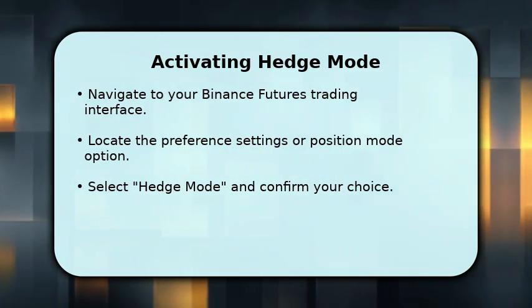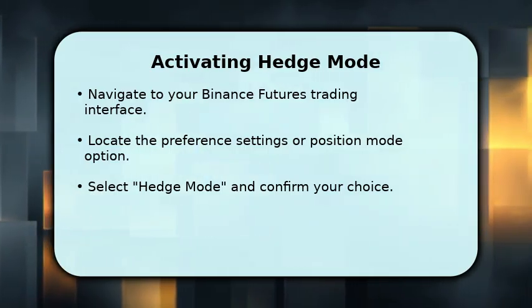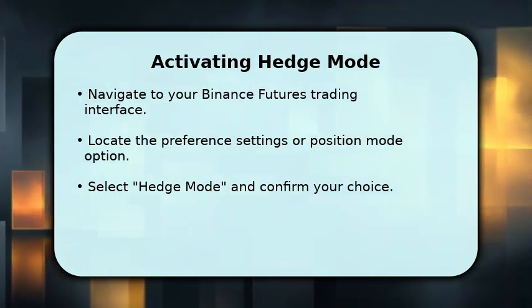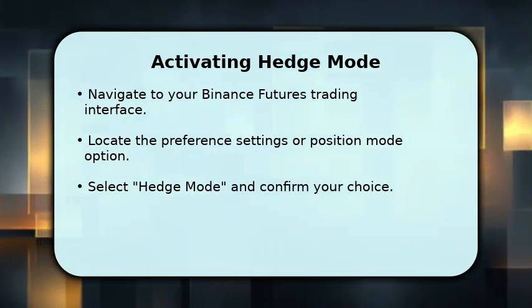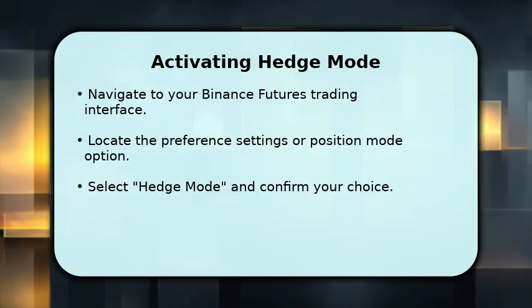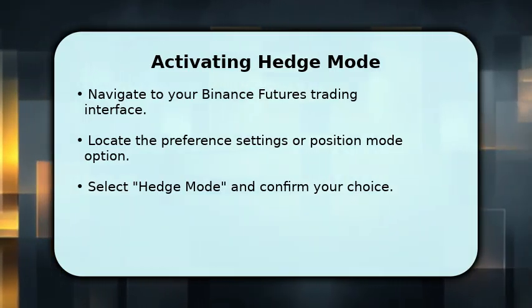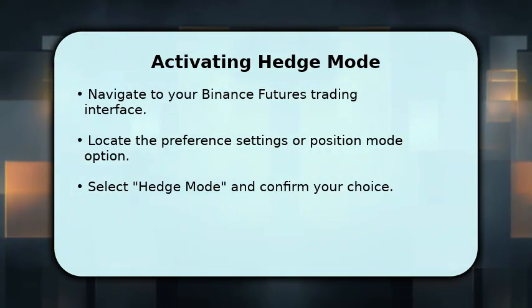To begin, log into your Binance account and head over to the Futures Trading section. Look for the Settings icon, usually in the top right corner of the trading interface. Within these preferences, you'll find an option for Position Mode. Simply click on it and choose Hedge Mode from the available selections. Confirm your decision, and you're all set to start hedging your trades.